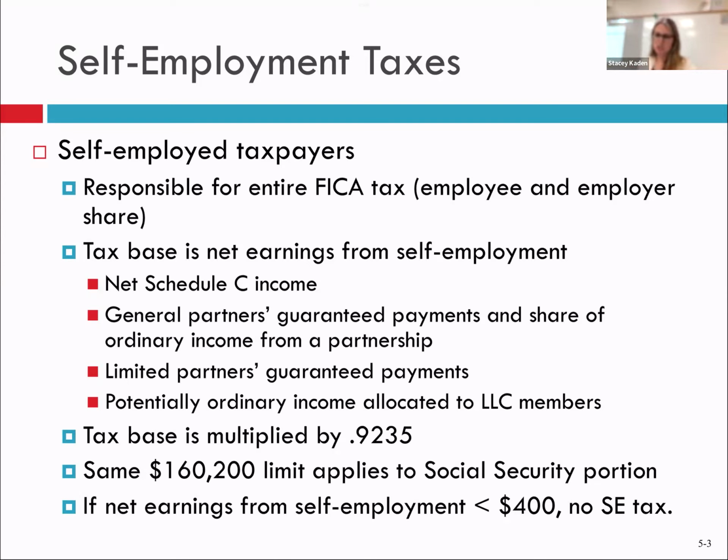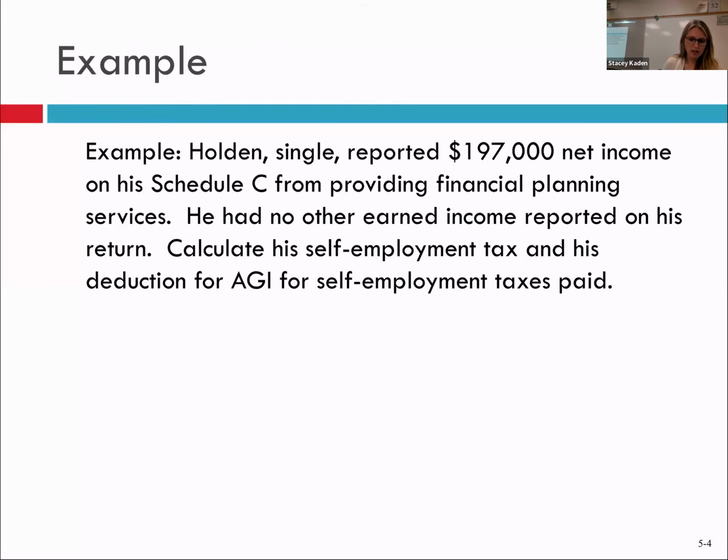So on your resource sheet, what you're going to use is that front side, upper left, the self-employment tax information. Okay. All right, so Holden single reported 197,000 net income from his Schedule C. What do we know about that 197,000? It is definitely going to be subject. We would include that in gross income. It would be subject to income tax.